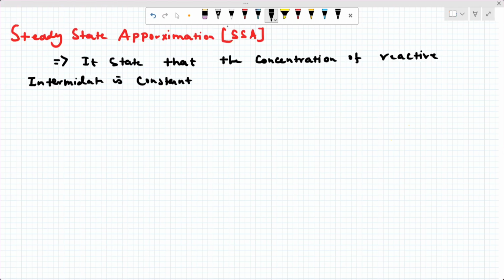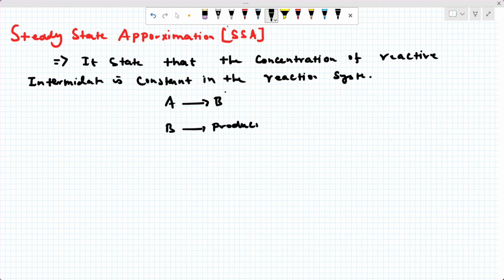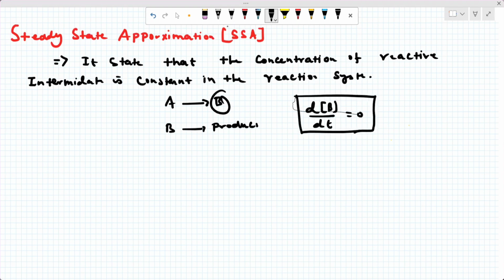What does it mean? The change in the concentration of the reactive intermediate with respect to time is equal to 0. That means the concentration of the reactive intermediate is constant in the reaction system. Therefore, see the equation: A gives B, B gives product. Which is the intermediate? B is the intermediate. Therefore, d[B]/dt equals 0. This is called SSA.